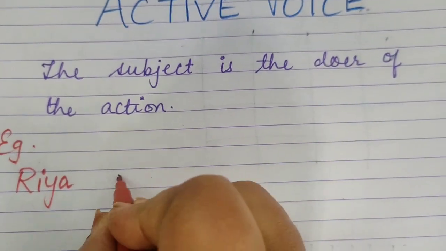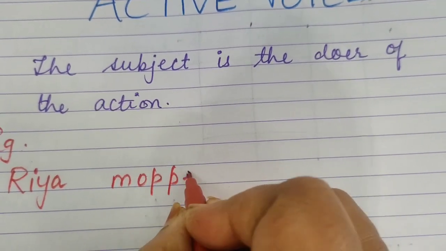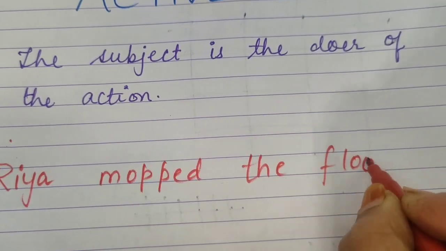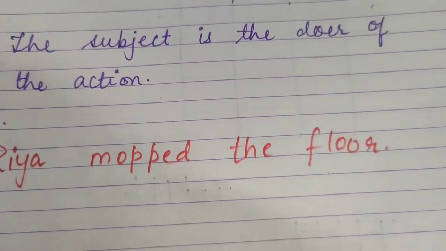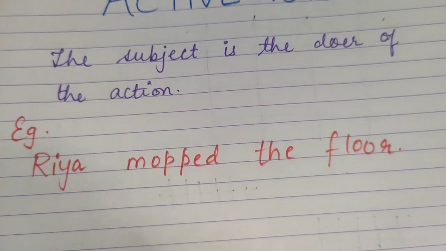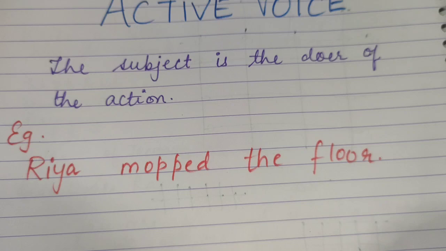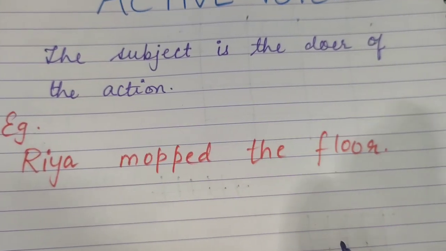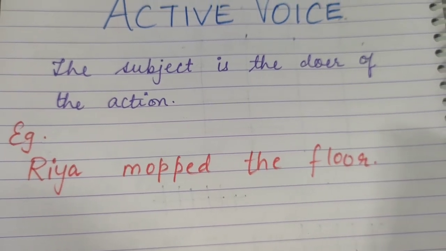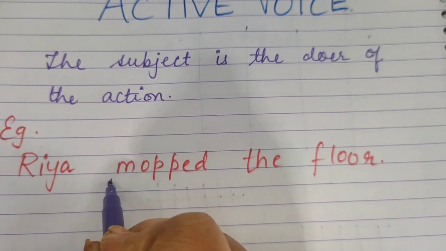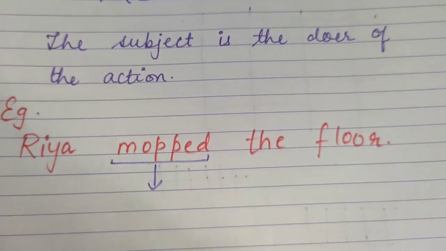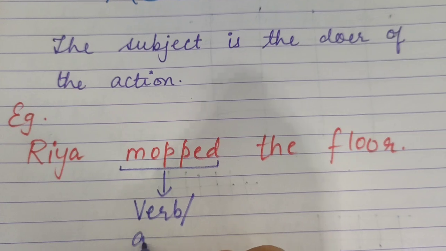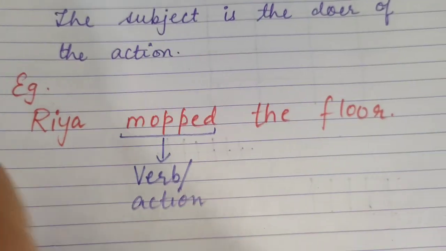Example: Riya mopped the floor. Children, if you observe the sentence clearly, Riya mopped the floor, you will realize, and you must have observed also, that the action over here is the verb. You remember, verb. So the action over here is mopped. This is the verb or the action.